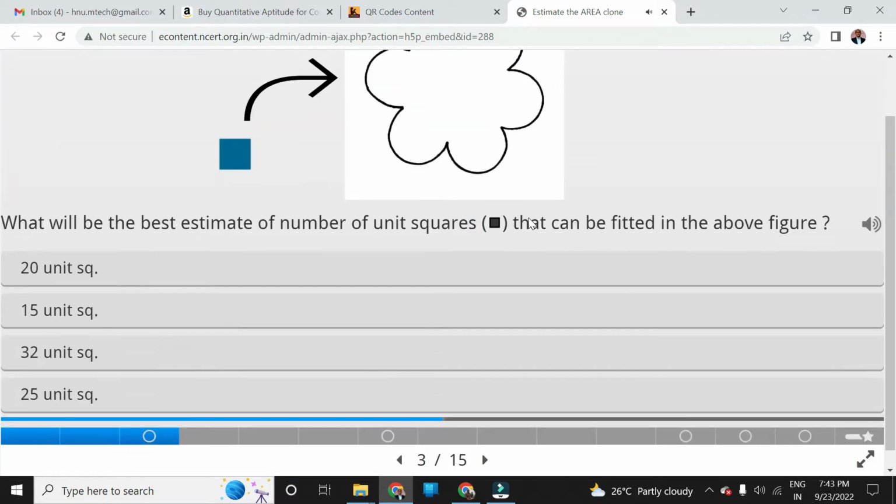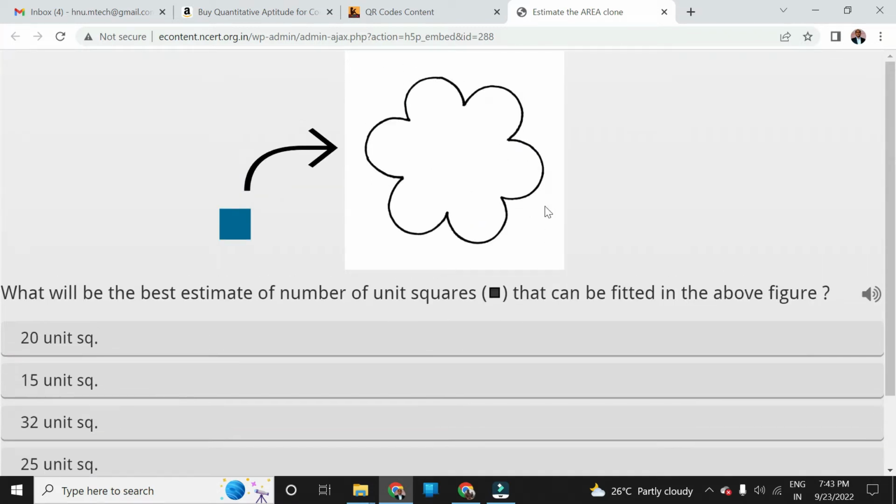So the question is, what will be the best estimate of the number of unit squares that can be fitted in the above figure? Okay, so this is the activity.